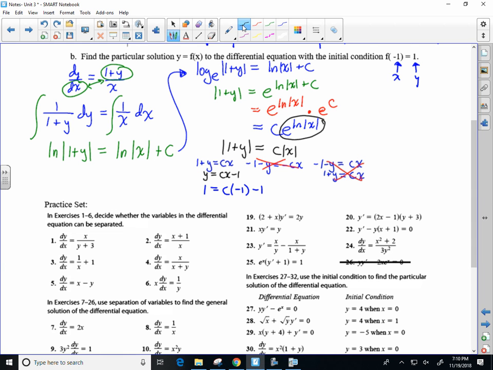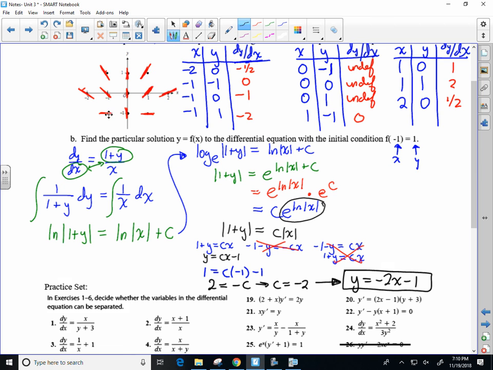All right, so we're going to get 2 equals negative c, making c equal to -2. And therefore we end up with y equals -2x minus 1. So that would be the particular solution. It does satisfy these requirements. If I plug in a -1, I do get a 1.